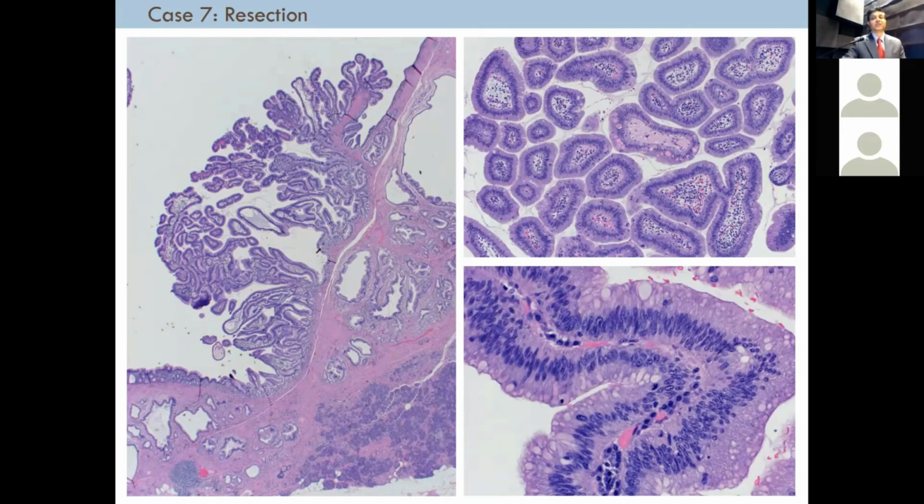As you can see, this is the section of a duct which shows this papillary neoplasm forming papillary fronds. On a high magnification image, you can see the cross sections of these papillae, which have a fibrovascular core and are lined by mucinous epithelium. An even higher power image shows the gastric foveolar type of morphology of the epithelium. And also look at the nuclei: they have basal polarity and no evidence of high-grade dysplasia.